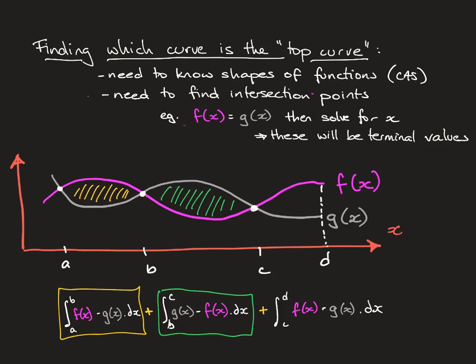And finally, we're integrating, and our integral is going to finish at d. So it doesn't have to always finish at an intersection point, but you do need to have a terminal point of d. And again, in this section, our pink one is our top and our grey one is the bottom. So we find each of those areas individually and then add them all together.